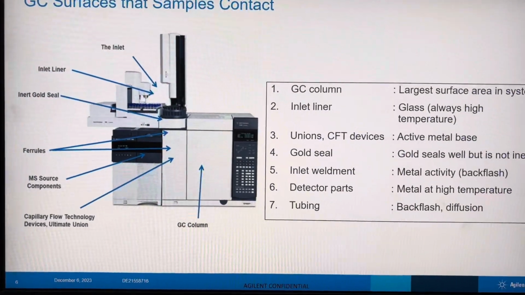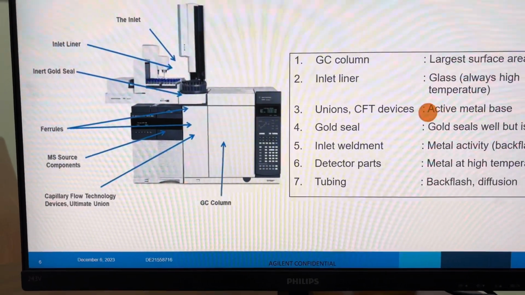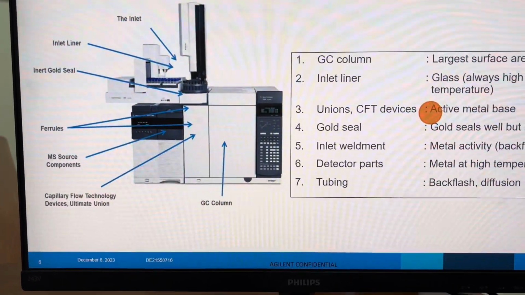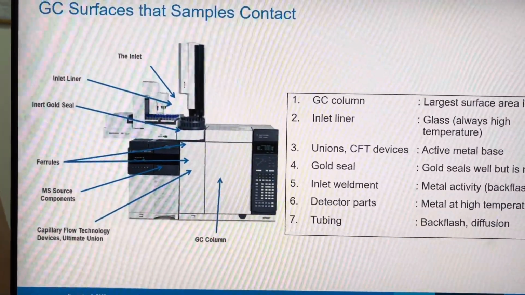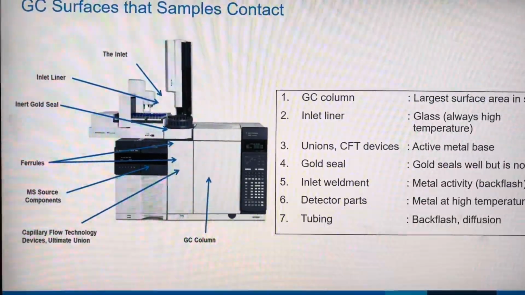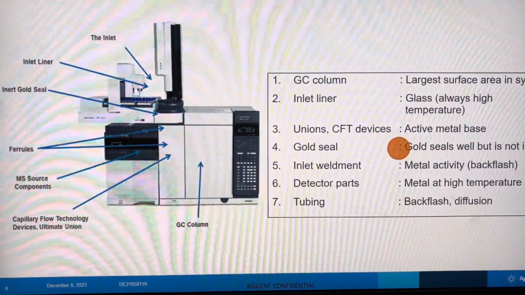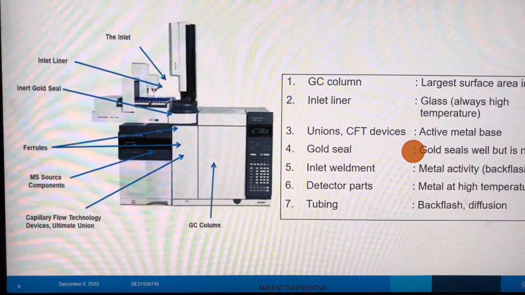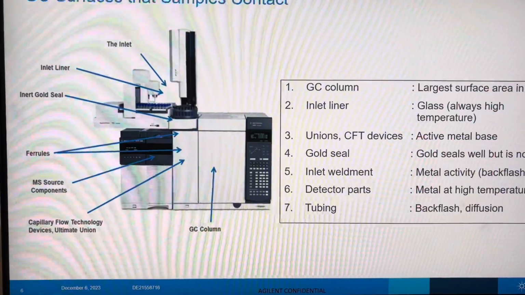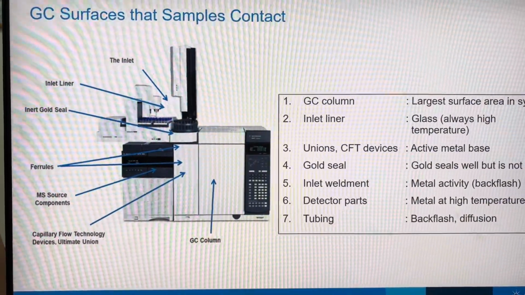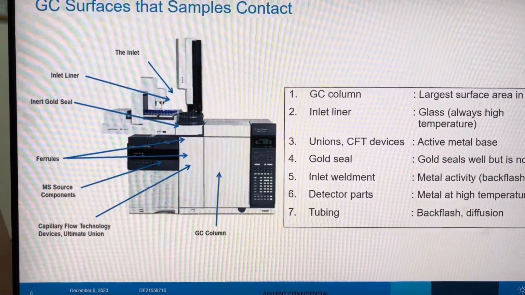And unions, of course: if any active metal surfaces are there, then we are going to have problematic results. Peak tailing and loss of response can happen. And gold seals, however, we are not going to deal with the gold seals as a chromatographer because we don't change them. Generally, a service engineer will come, check it, and recommend that we change the gold seal. We don't do that, but as a chromatographer, it is good to know that the gold seal is also one of the parts which will impact our results.